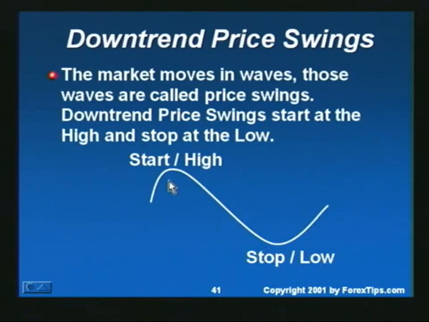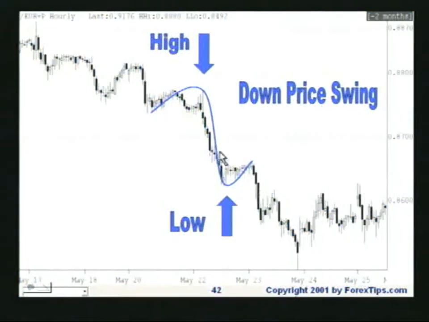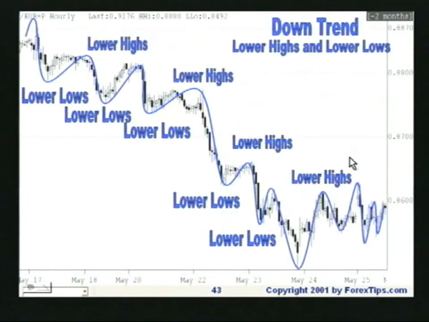Downtrends work exact opposite. You start at a high, however, in a downswing and stop at a low. Look at this chart. We start at a high and stop at a low. That is called a downswing. The market moves in swings, as you can see. It's swing 1, swing 2, swing 3. It's always making swings. A downtrend is lower highs and lower lows.